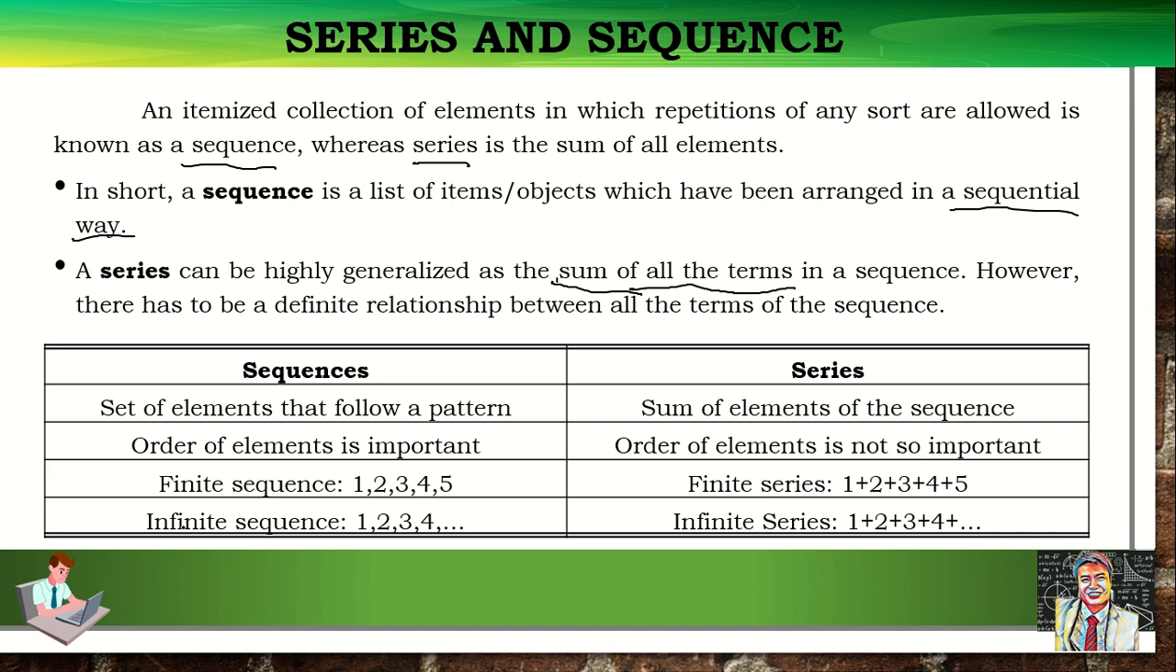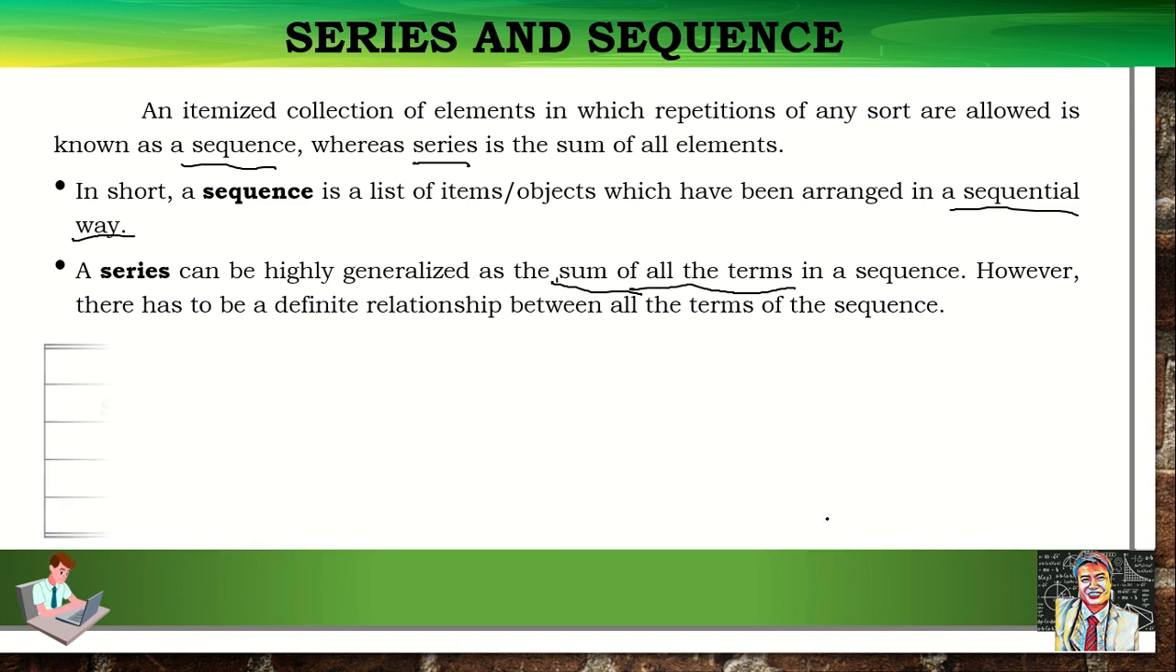Kapag infinite sequence naman, by the word itself, infinite, di natin alam yung endpoint niyan. So, for example, 1, 2, 3, 4, and ellipsis. Kapag nakita ko yung tatlong tuldok niyan, ang basa diyan is ellipsis, ibig sabihin continuous. Kapag infinite series, that is 1 plus 2 plus 3 plus 4 plus ellipsis, walang end yun as long as we follow a certain pattern at nag-a-add lang tayo. At the same time sa sequence, we follow a certain pattern and so on hanggang sa kaya natin siya i-declare. Yun, infinite sequence yun. Okay, that is the difference between series and sequence.